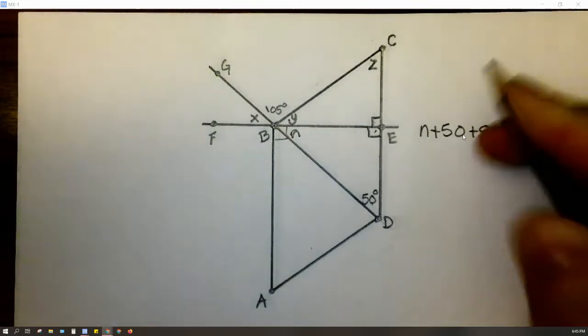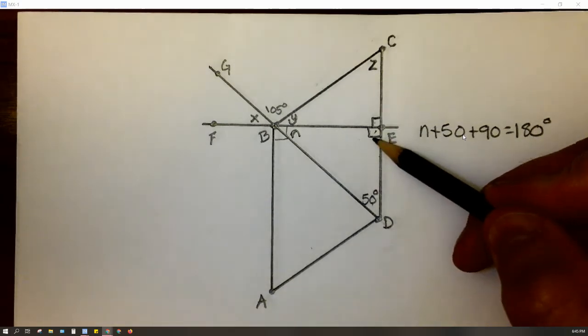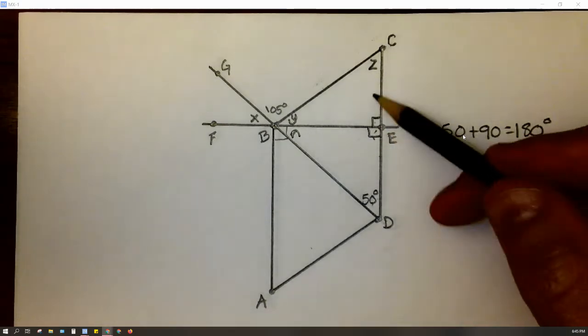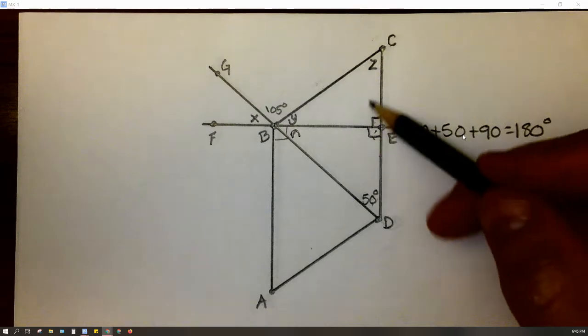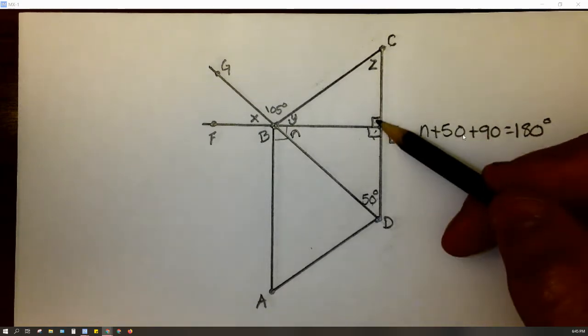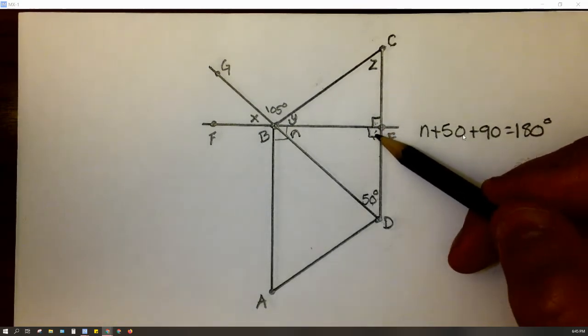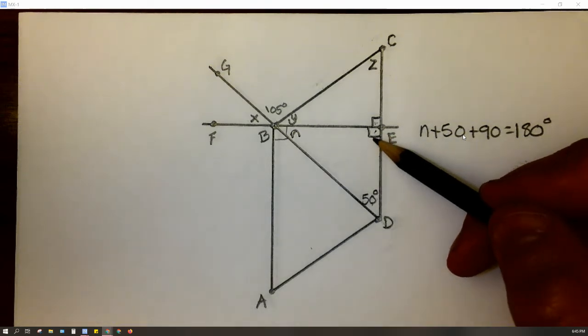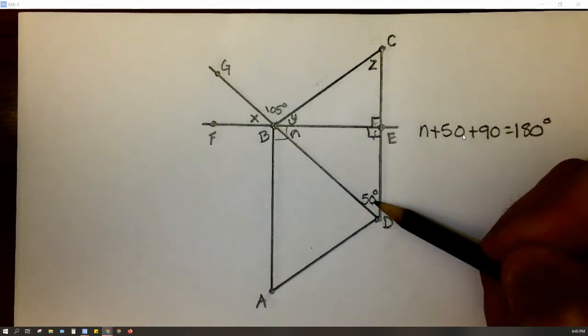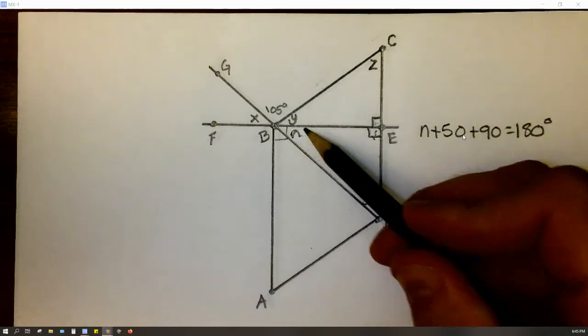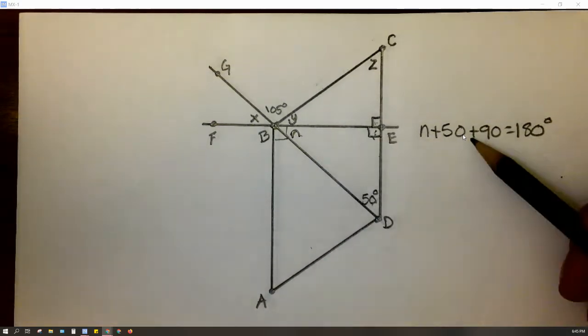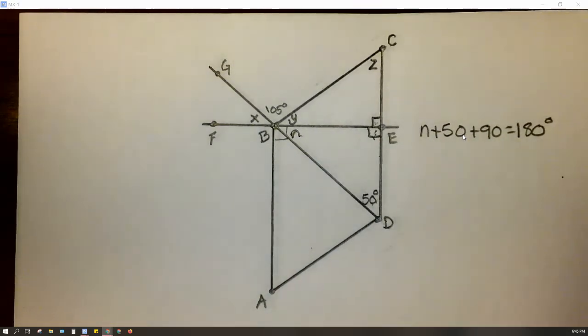So again, why do we know that? If this is 90 degrees, then this has to be 90 degrees. Two angles that make a straight line have to add up to 180 degrees. So if you have a straight line, that angle is 90. What they call the adjacent angle also has to be 90. So if that's 90, this is 50, and that's the third angle in a triangle. Three angles in a triangle always add up to 180. So we can write that equation.